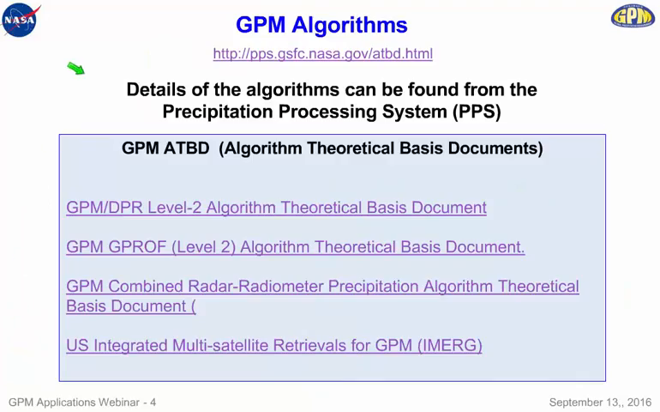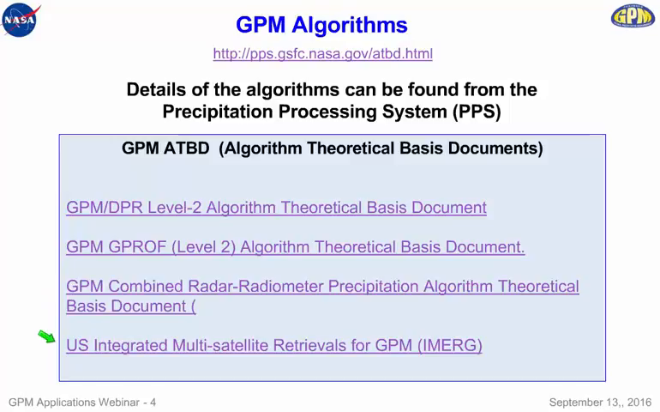So GPM algorithms can be found here. There are basically 4 algorithms, and we have talked about these in detail in previous webinars. This is more or less just walking through the entire series to recap everything. The algorithm theoretical basis documents cover 4 algorithms. One is just for retrieving precipitation from the dual precipitation radar, one from GMI, and there is a combined DPR and GMI algorithm that combines radiometer and radar.